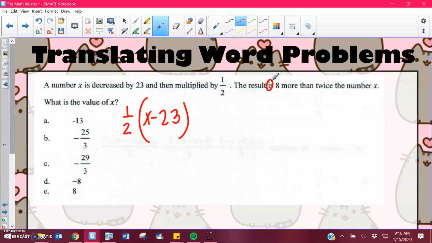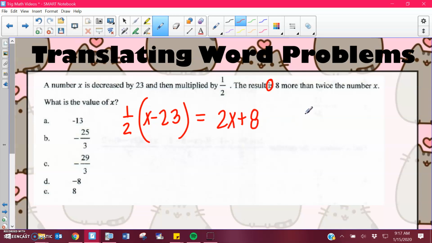This result is, there's your is, so whatever we got from this, 8 more than twice the number x. So technically this is a turnaround word since it has the than in it. So I should say 2x plus 8. You can write 8 plus 2x. It doesn't really matter because it's addition. It really matters for subtraction.